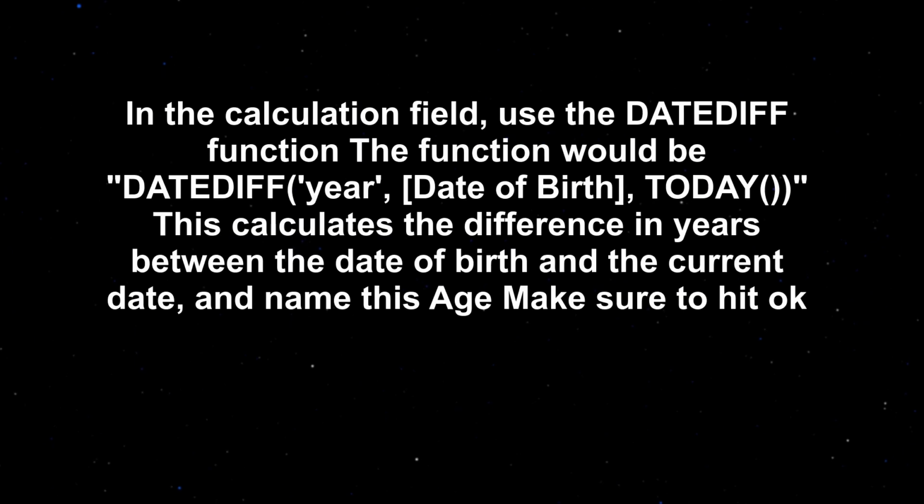Name this age. In the Calculation field, use the DATEDIFF function. The function would be DATEDIFF('year', [Date of Birth], TODAY()). This calculates the difference in years between the date of birth and the current date. Name this age. Make sure to hit OK.